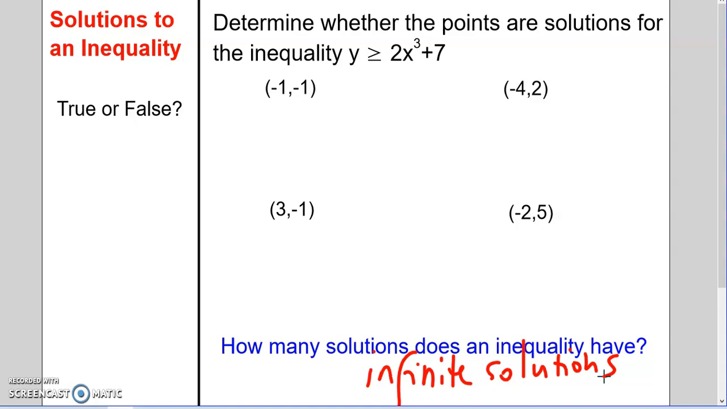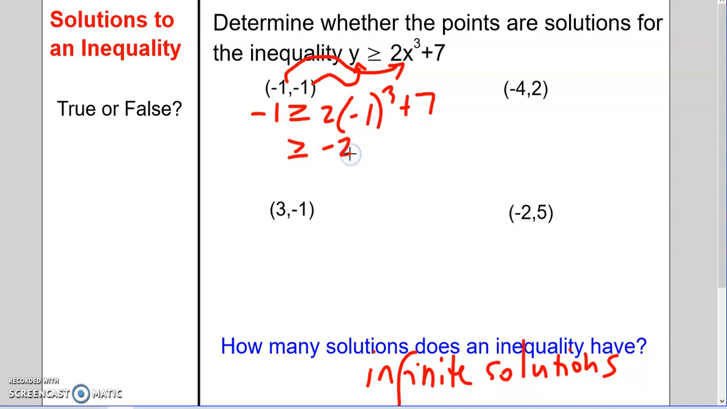So here, my x and y is -1, -1. I'm going to plug both of those in. So I write -1 is greater than or equal to 2 times -1 cubed plus 7. And this is -2. -1 cubed is -1 times 2 is -2 plus 7, and that is 5. Now, -1 is not greater than or equal to 5, so this is false. And so that is not a solution to that inequality. So let's do one more.